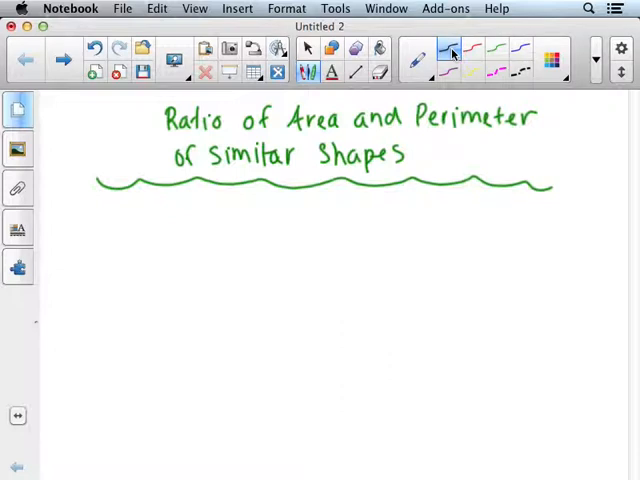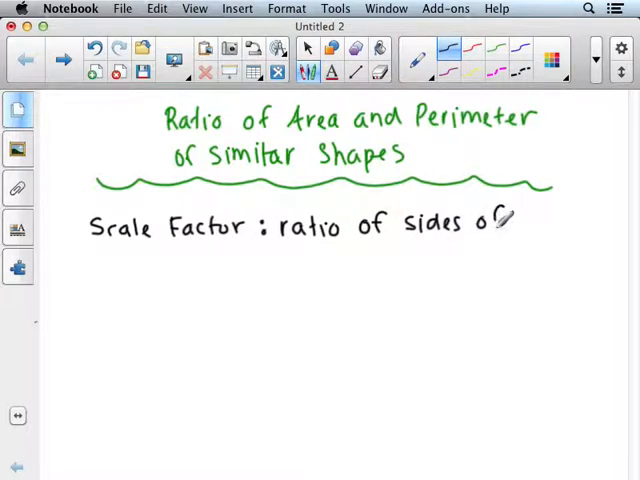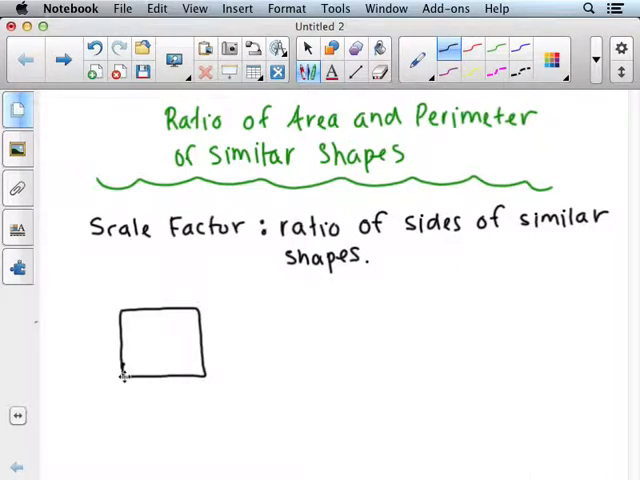So the scale factor, remember, is just the ratio of the sides of two shapes. So ratio of sides of similar shapes or polygons. So for example, let's say I have this rectangle and let's say one side is 5 and 7. So I have a bigger one and this is 15 and 21.